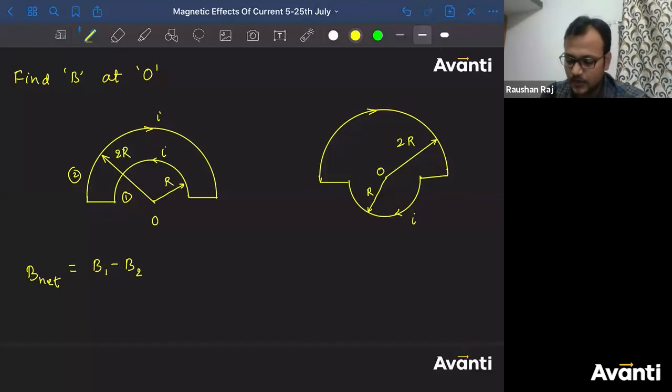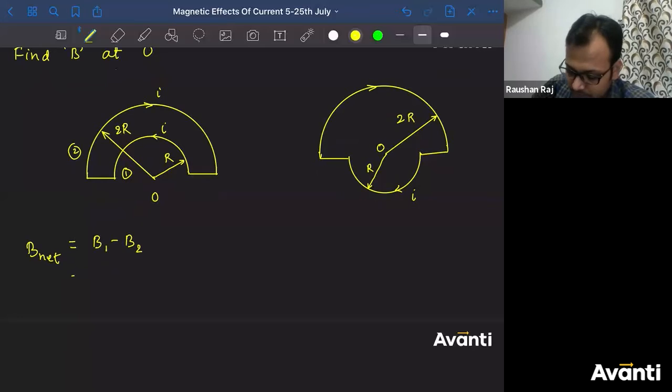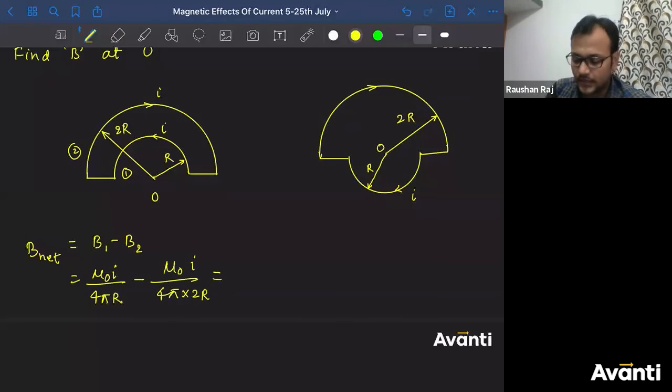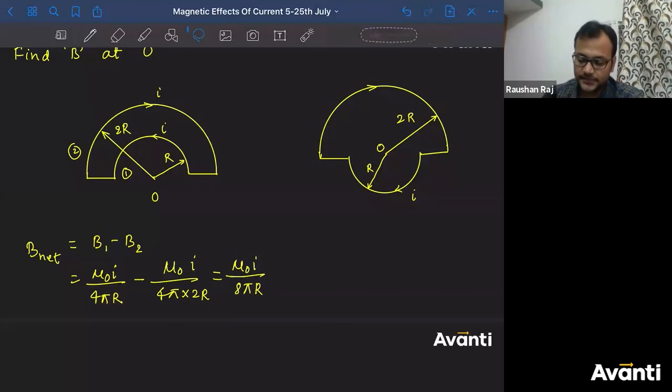All right. B1. Tell me the value of B1. So mu naught I divided by, this is a semicircle, so 4 pi capital R, minus, what is B2? So mu naught I divided by 4 pi into 2R. I can take mu naught I by 4 pi R as constant. So 1 minus 1 by 2 is 1 by 2, right? So the answer will be mu naught I by 8 pi R. Alright guys, how many of you have got this answer? Few of you were saying 3 mu naught I by 8 pi R. They were wrong. This is the correct answer.